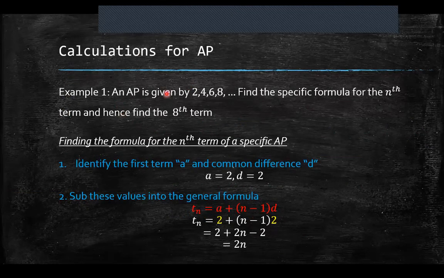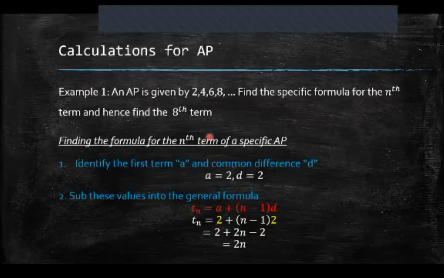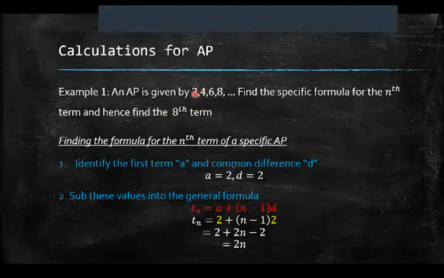Example. Say given an AP 2, 4, 6, 8, find the specific formula for the nth term and hence find the 8th term. So this is what I was saying, they might ask you to find the nth term. So how do you find the nth term of a specific AP? Well, the first thing you need to do, identify the first term and the common difference. So first term is the term that comes first. So it's 2, the number that comes first. So A is 2.